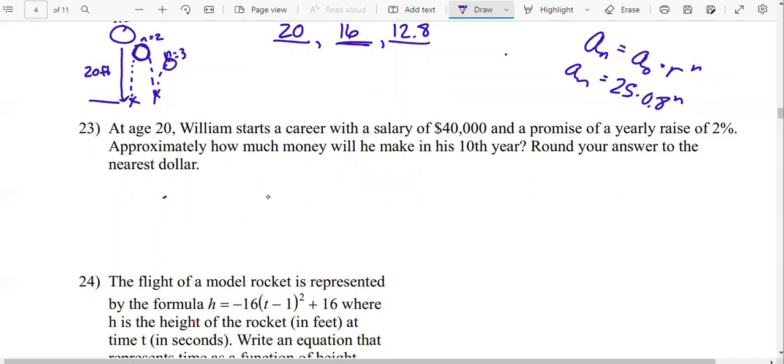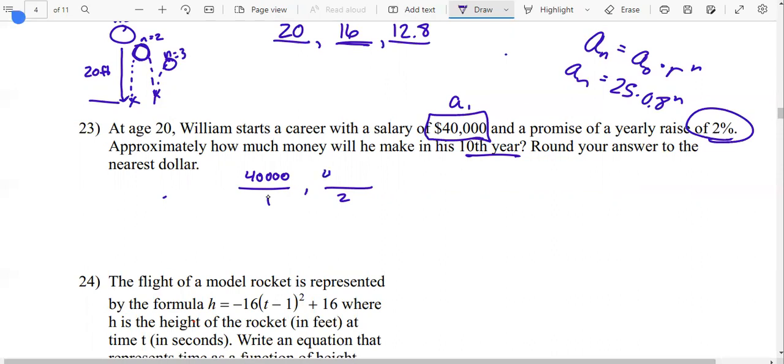William starts a career with $40,000. I'm going to call that term 1. That's his beginning. You could also just think of this as an exponential function, which we've done as well. He gets a yearly raise of 2%. Approximately how much will he make in his 10th year? Let's see. How many raises will he get by his 10th year? If he's right now in his first year, he hasn't got a raise yet. So in his second year, he'll make 2% more than that. We could find out what 2% of 40,000 is. It would be 800. So you make 40,800.